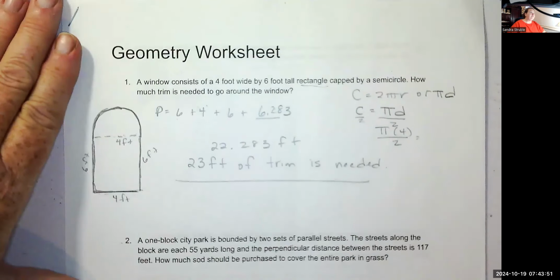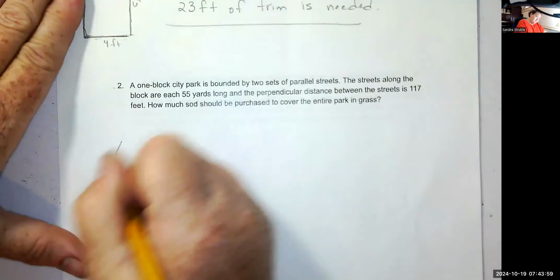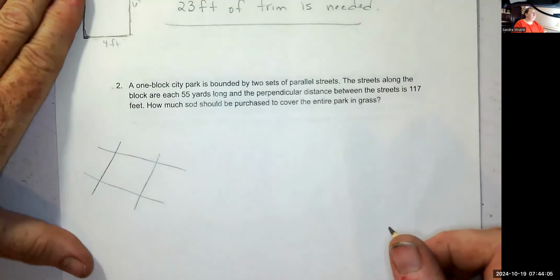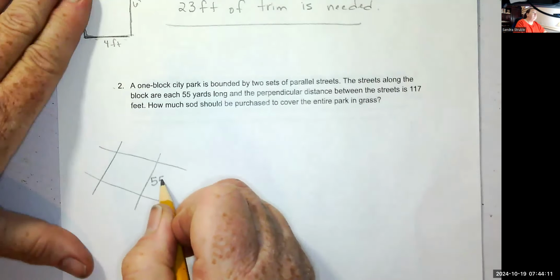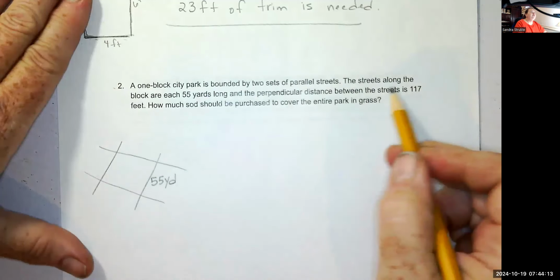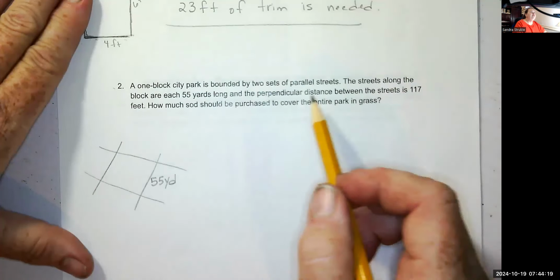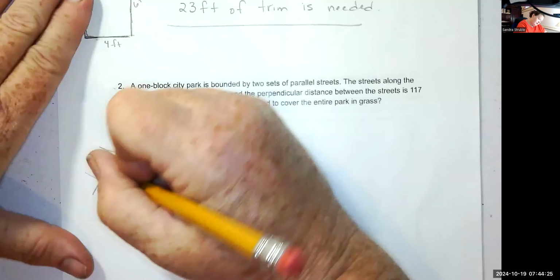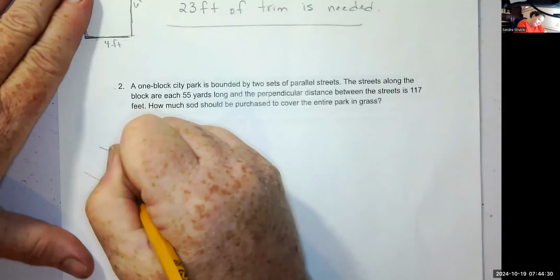Okay. Let's go to number 2. A one-block city park is bounded by 2 sets of parallel streets. The streets along the block are each 55 yards long. And the perpendicular distance between the streets is 117 feet. So from here to here is 117 feet.